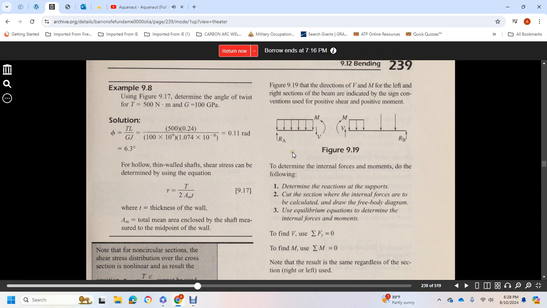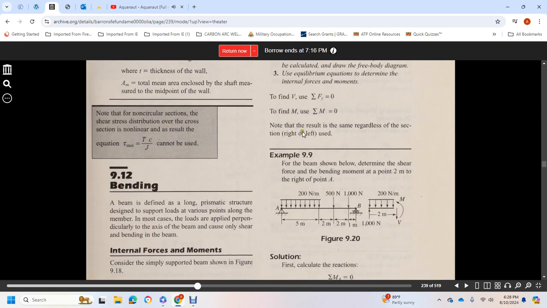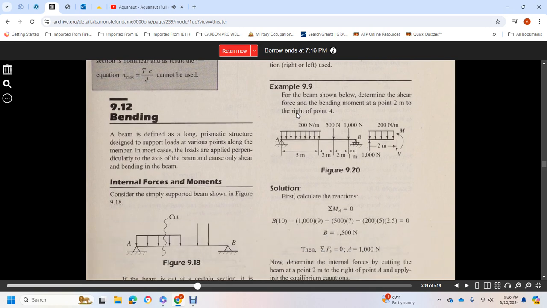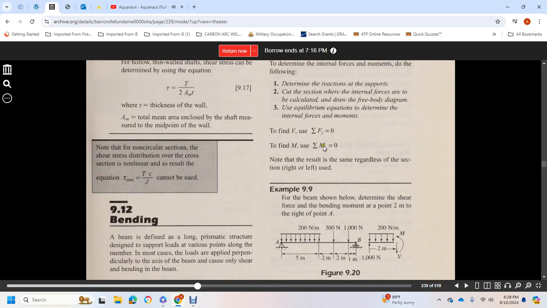Figure 9.19. To determine the internal force and moment, do the following. Determine the support reactions, then cut the section where the internal forces are to be calculated. Draw the free body diagram. Use the equilibrium equations to determine the internal force and moment. To find the shear load, use the summation of forces in y equal to 0. To find the bending moment M, use the summation of moments equal to 0. Note the results are the same regardless of whether the left or right section is used.